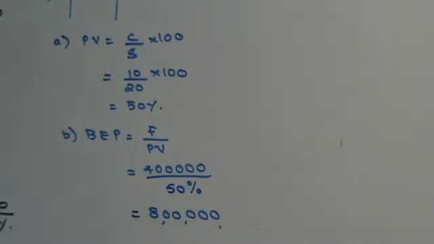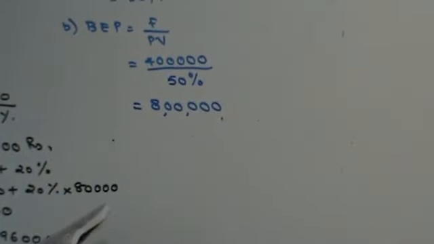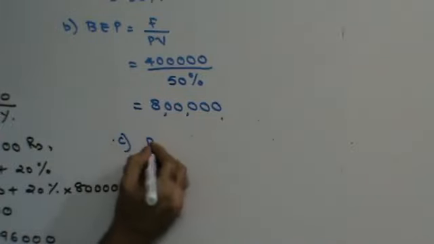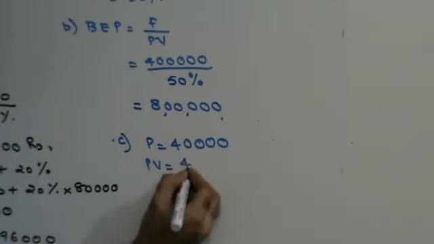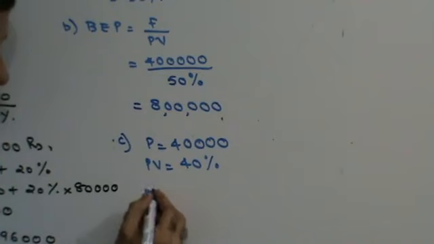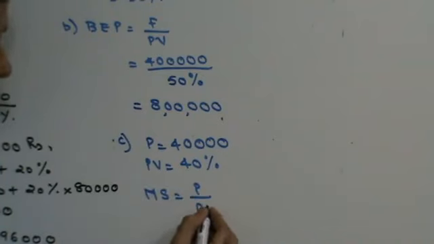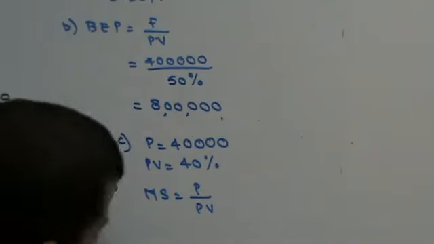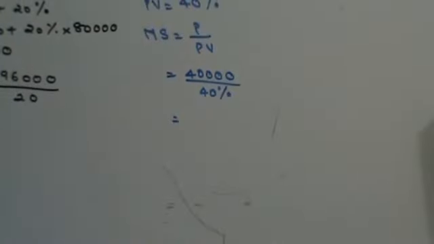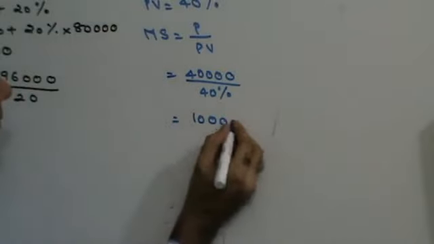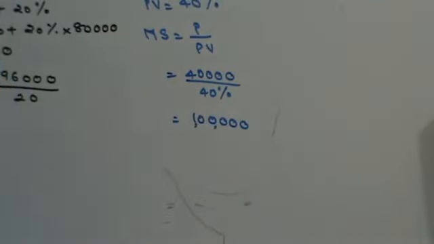Fine. Now there's another part of the question. They are saying that find out the margin of safety if the profit is 40,000 and PV is 40%. Very simple. Margin of safety is P upon PV. So margin of safety is going to be equal to 40,000 upon 40%, right? So this is going to be 1 lakh. This finishes the sum. Next, let's move on to the next sum, guys.